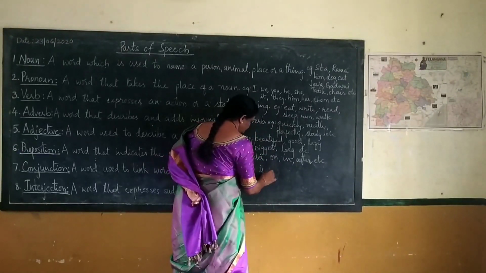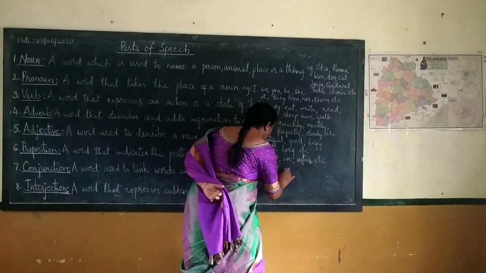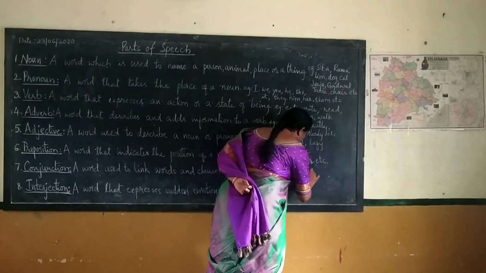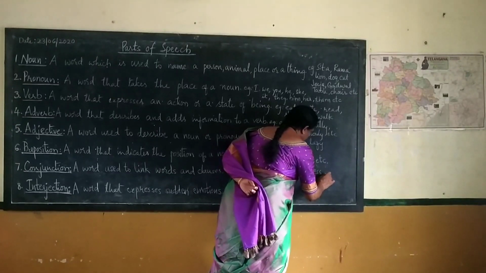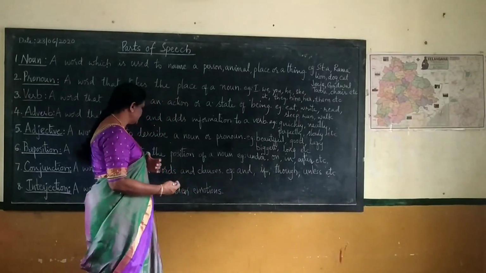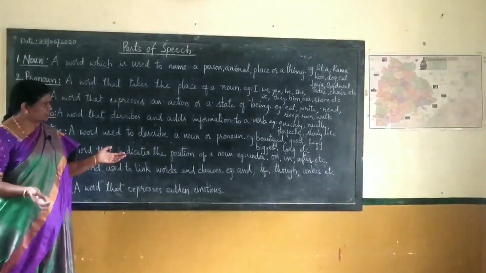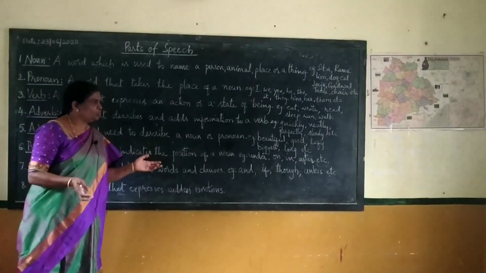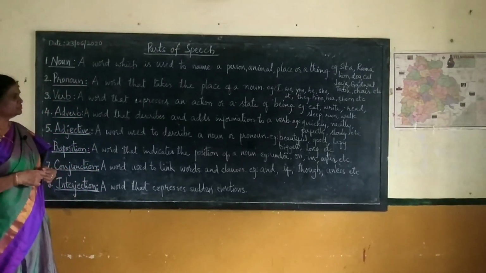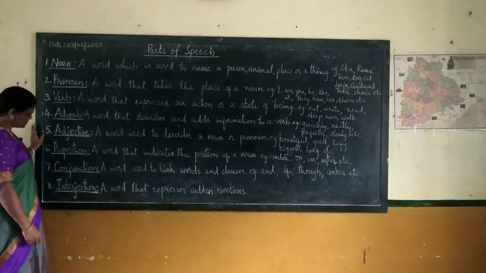If, and, though, and unless, etc. So we use such words to link the words or clauses. So we use and, if, though, unless, although, until, like that. So these are all the conjunctions.